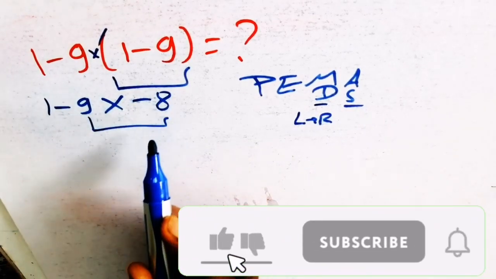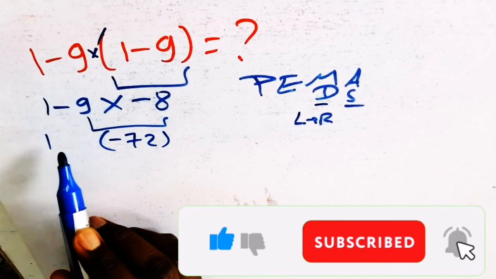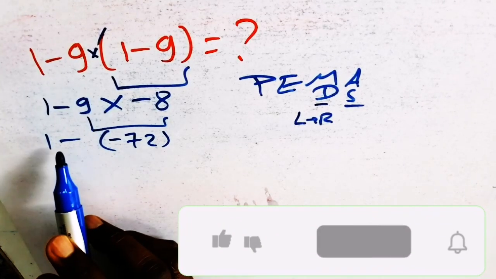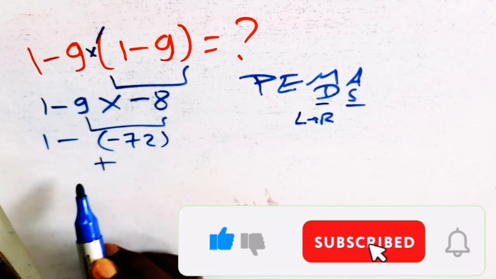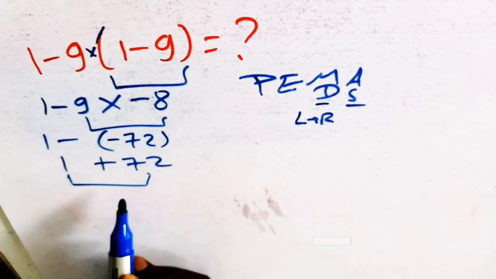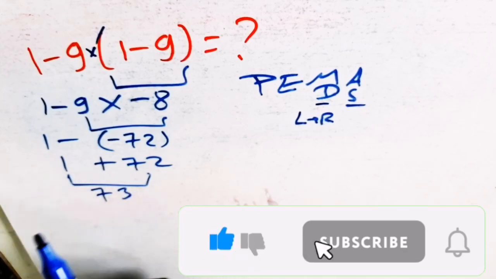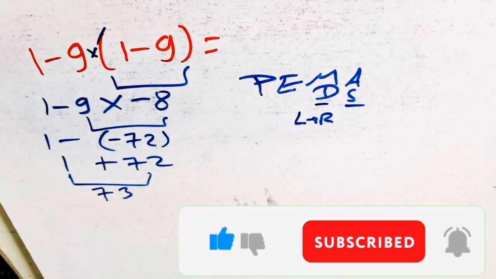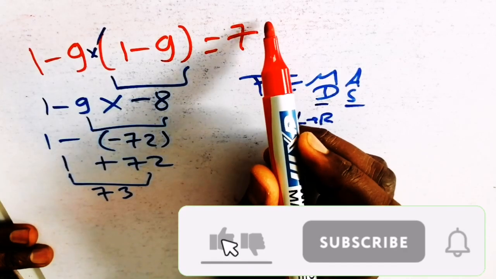Therefore, 9 times negative 8, which equals negative 72, okay? Then here 1 minus negative 72. So 1 minus negative 72 is negative times negative, which is positive, therefore 1 plus 72. 1 plus 72 is just 73, okay? Therefore, this is the correct answer of this problem. The correct answer of this problem equals 73.